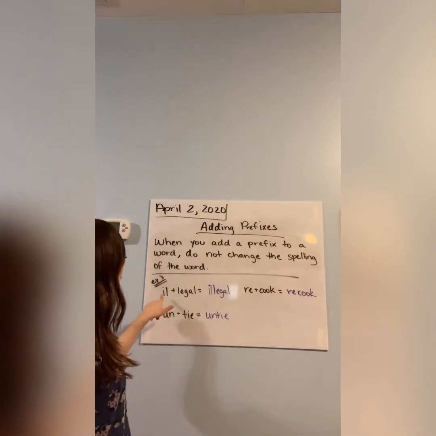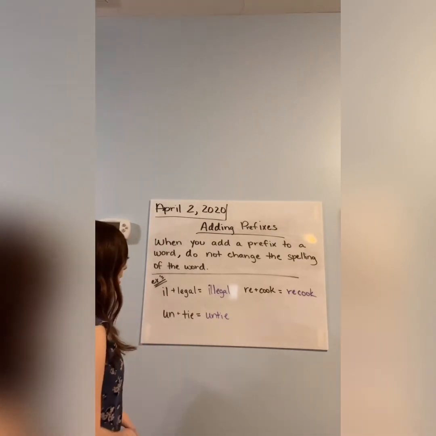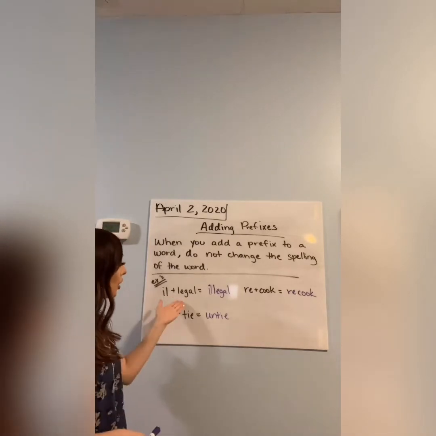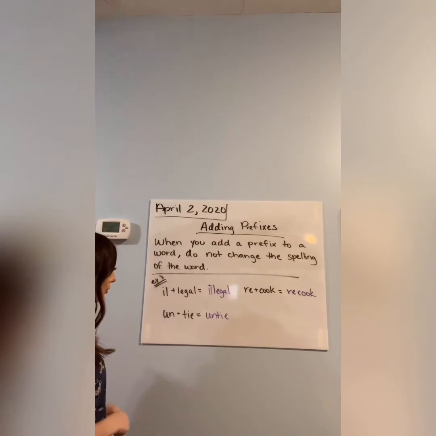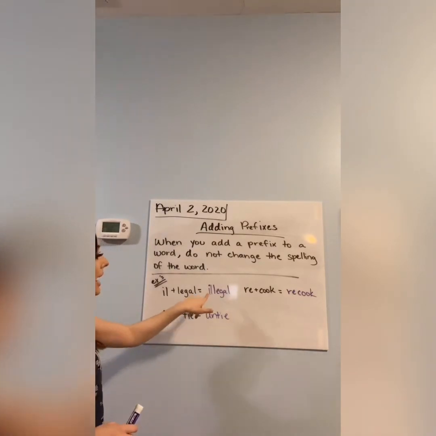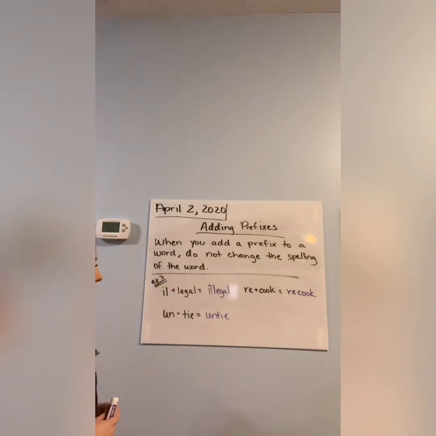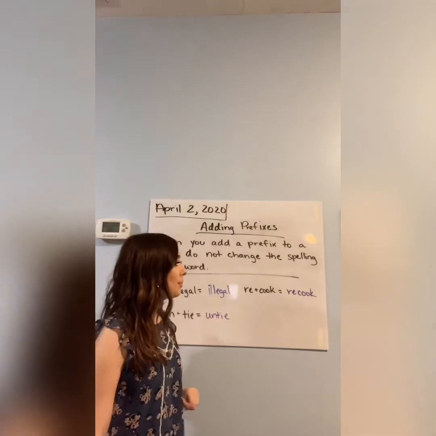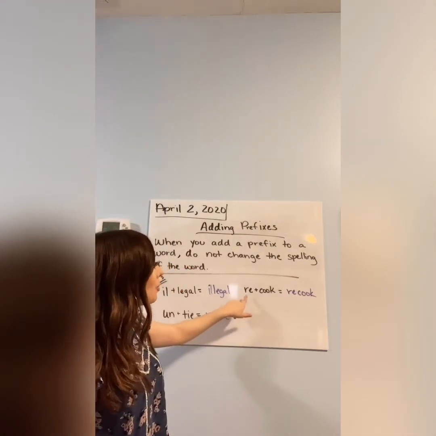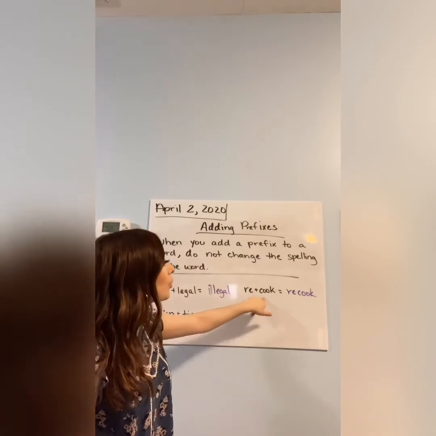The first example is illegal. Our prefix is IL, and our word is legal. All we're going to do is put that word together. We're just going to combine it. So it's going to be I-L-L-E-G-A-L, and that is illegal. Our second example is recook. Right here, our prefix is RE, and our word is cook.